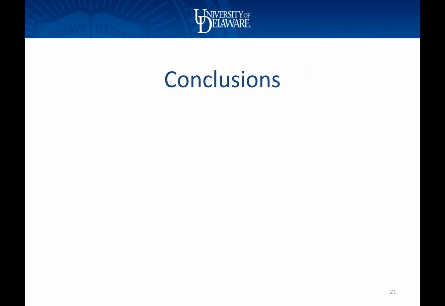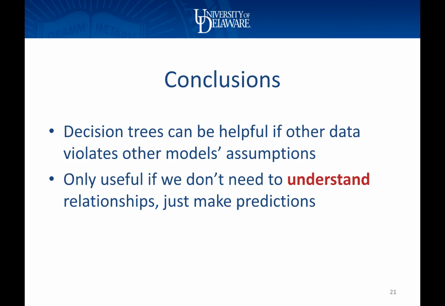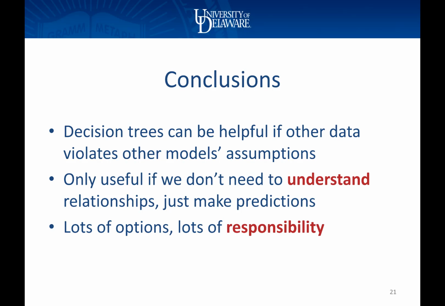So some conclusions about decision trees. They can be really helpful if data violates other model assumptions. So if your linear regression assumptions are violated, or if your logistic regression assumptions are violated, your next focus would be on decision trees potentially. They're only useful if we don't need to understand the relationships. We don't need coefficients, we just need to make great predictions.